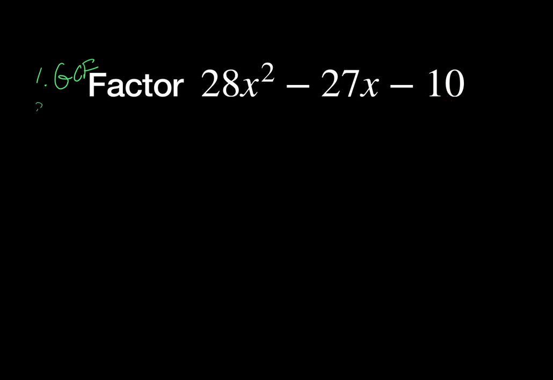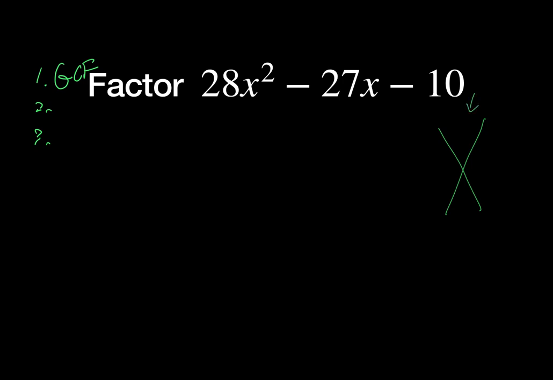Step 2, is it a special form? Is it a difference of squares? Nope. Step 3, can I use just a quick process of saying, well, what multiplies to negative 10 and adds to negative 27? Can't do that either because my first coefficient is 28. So factoring at that point becomes this.